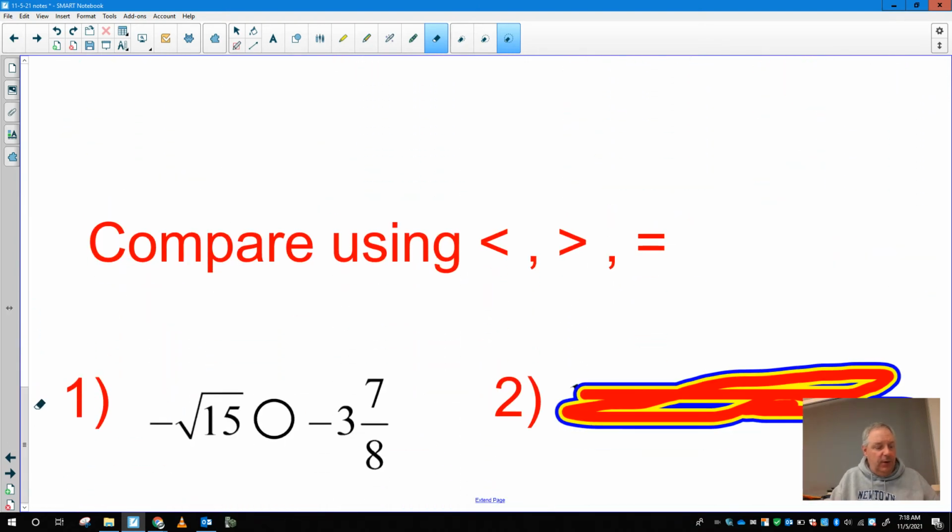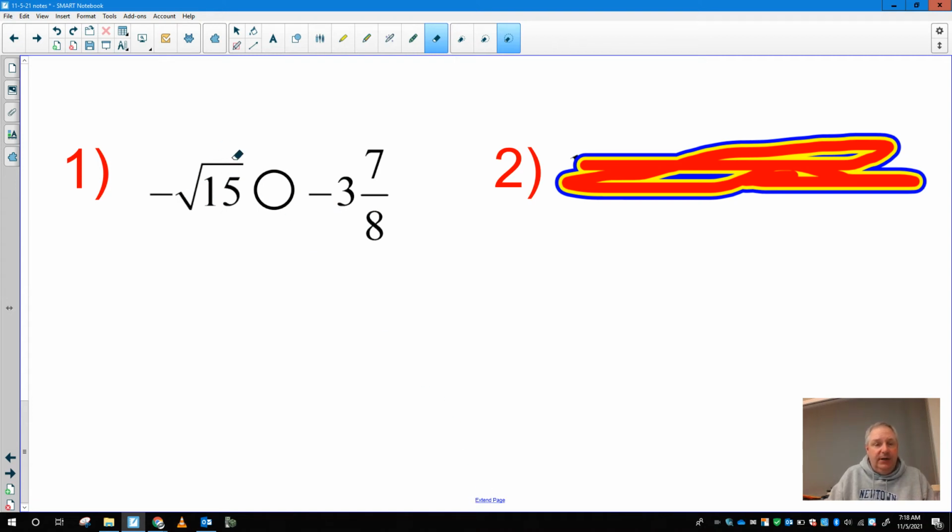All right, the rest of what we're going to do today, you can use your calculator and we're just going to compare numbers using less than, greater than, or equal to. So all we're going to do is change these into decimals. That's probably the easiest way. So just ignore the negative when you type this in on your calculator, but go ahead and type both of those in on your calculator. Pause the video.